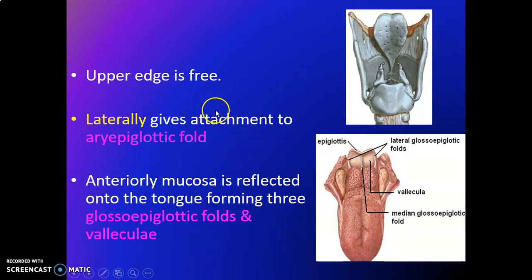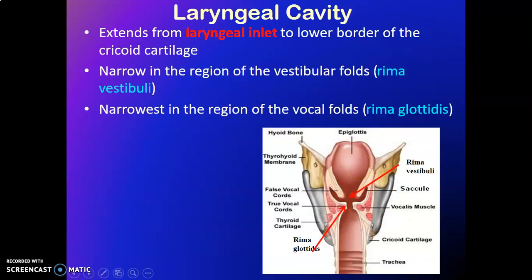The upper edge of the epiglottis is usually free, and laterally the epiglottis gives attachment for the aryepiglottic fold. Anteriorly, the mucosa of the epiglottis is reflected onto the tongue, forming the glossoepiglottic fold. So this is the glossoepiglottic fold, and then you have the vallecula beside it. Therefore you form the median glossoepiglottic fold and the vallecula. Then we discuss the laryngeal cavity.